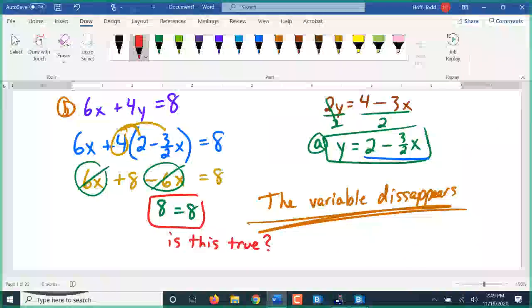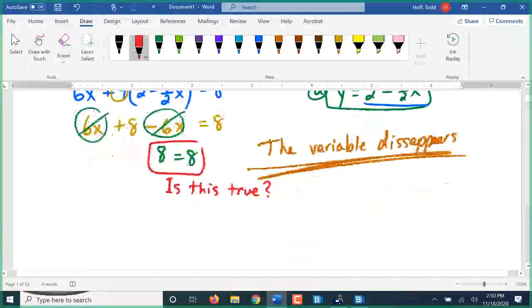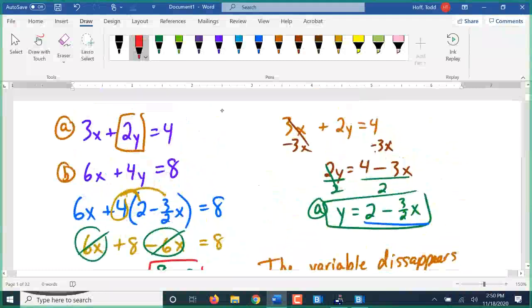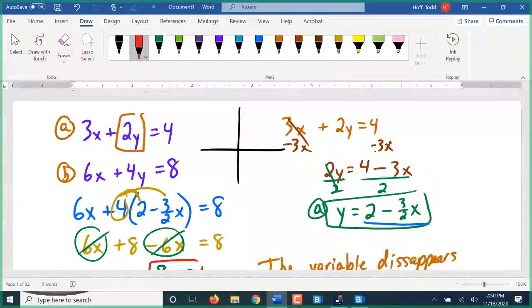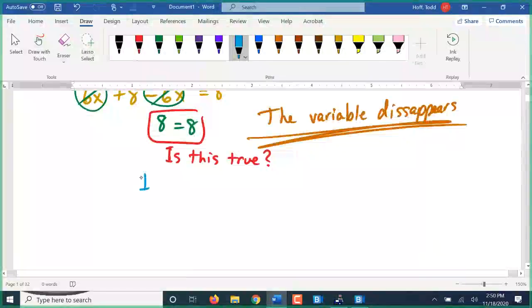If the two numbers are equal, what we get there is a true statement, a true equation. If that's the case, then what that means is that these two equations, if we were going to graph them, are actually the same line on the graph. So that's telling us there's an infinite number of solutions.